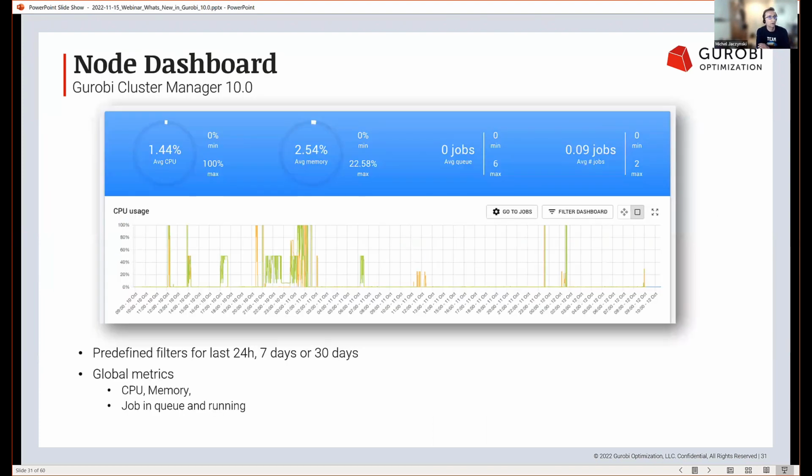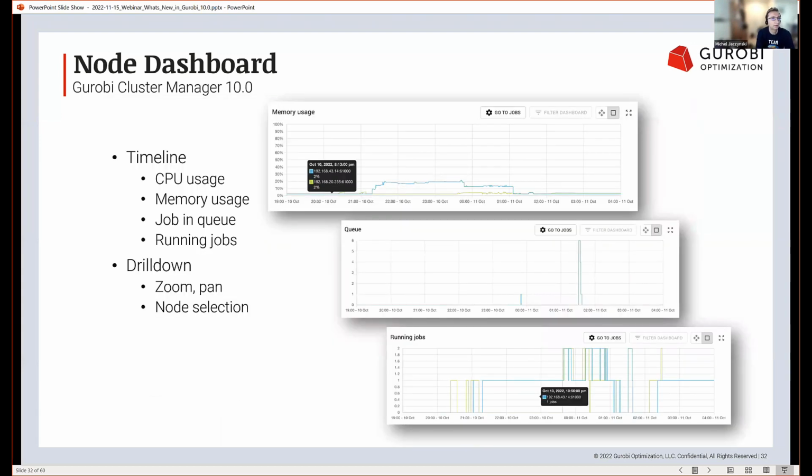The second dashboard is the node dashboard. In this dashboard, we focus on the nodes and how they run. So you will get the same type of filters, but you will get some different metrics. You will get the CPU usage, the memory, the number of jobs, and the number of jobs in queue. And then you have, as before, some timelines where you see the CPU usage over time in the cluster for each node, and you have also other timelines.